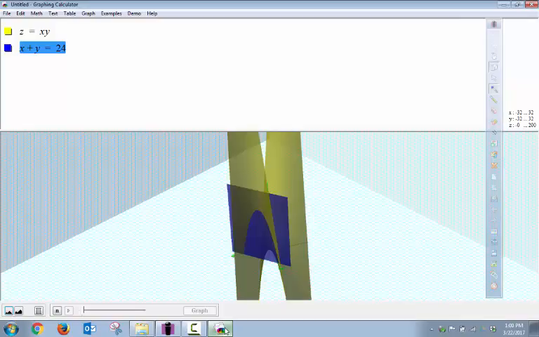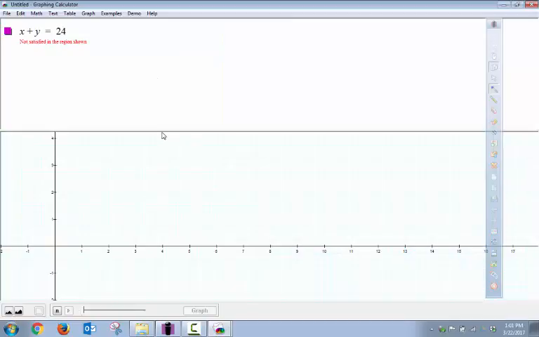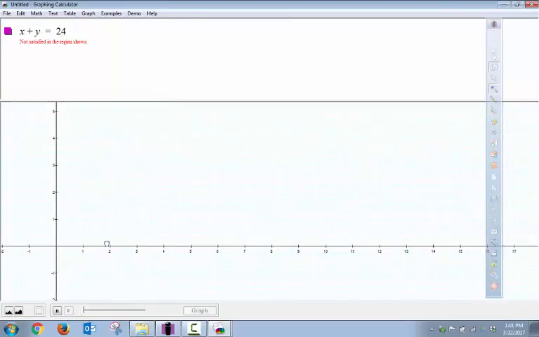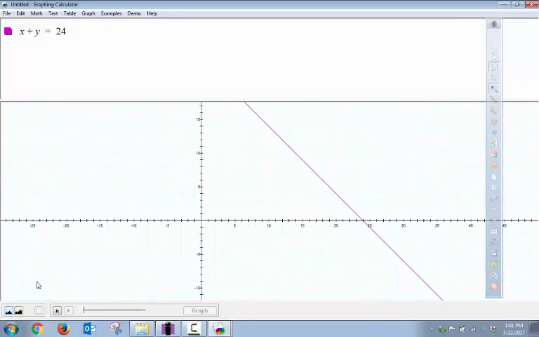And let's do this on a different graph. So x plus y equals 24 is one level curve. We're going to focus on this for a minute. Looks like it's far away. Let's zoom out. There we go. So we need some level curves for that other graph. So there's one way to approach that.